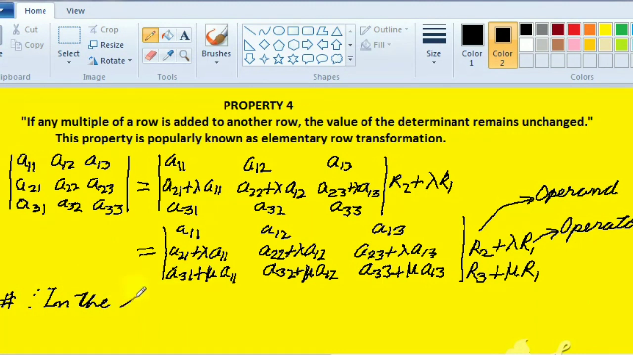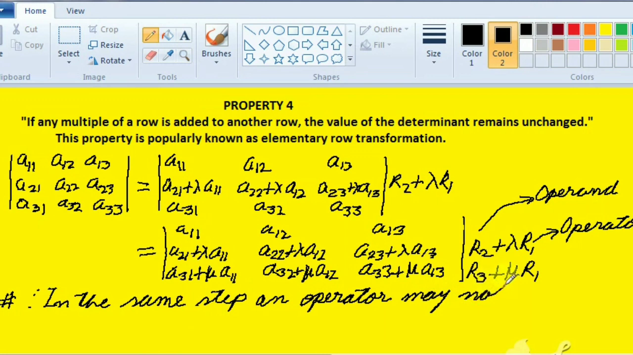in the same step, an operand, or we may say an operator, may not be operand and vice versa.